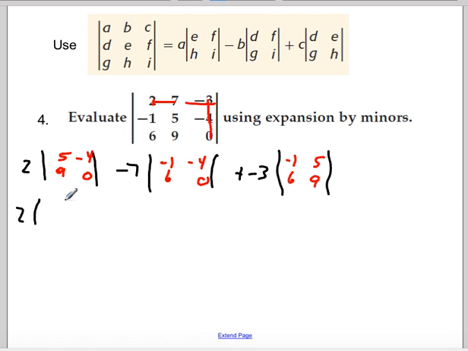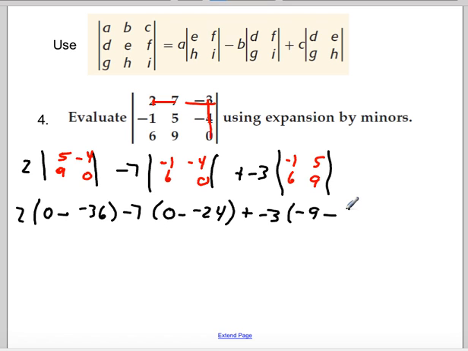5 times 0, so just do AD minus BC. So 5 times 0 is 0, minus negative 4 times 9 there is a negative 36, minus 7 times negative 1 times 0 there is 0, minus a negative 24, because negative 4 times 6 is a negative 24, and then plus a negative 3 times negative 1 times 9 there is negative 9, minus 5 times 6 there is 30.